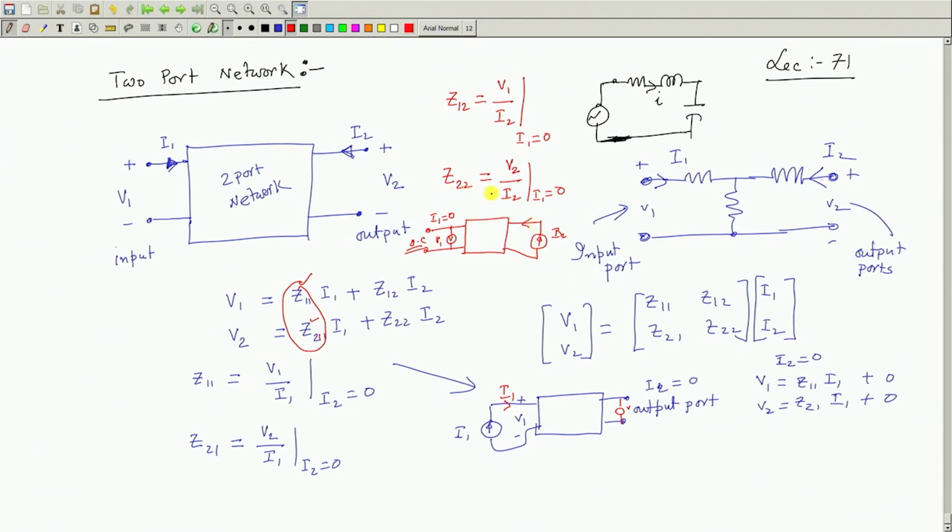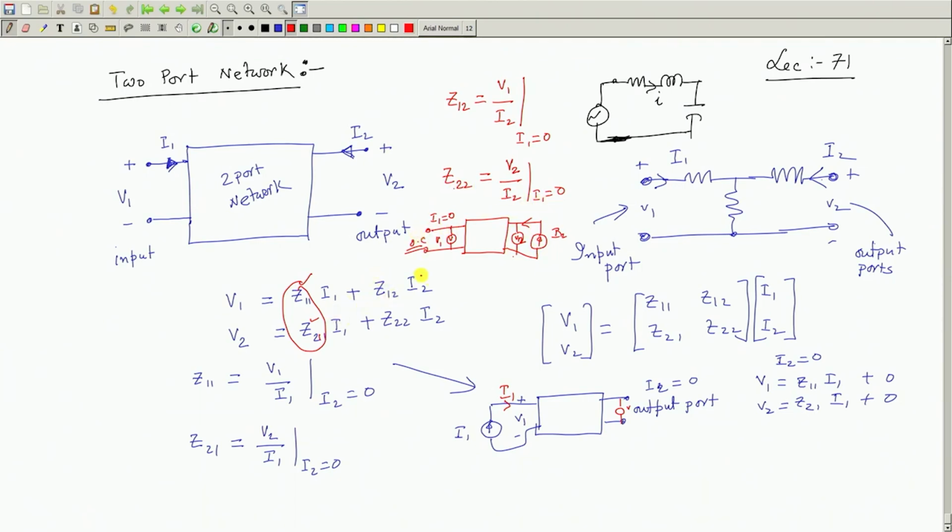And what will be Z22? Z22 will be, with primary open circuited, I1 equal to 0 you must specify. Z22 is V2 by I2 with I1 equal to 0. So, primary, that is input port, is open circuited. I have excited with I2, then I will measure this voltage as well. This voltage will give you V2. So, this voltmeter reading divided by this I2 will give you Z22 with I1 equal to 0.